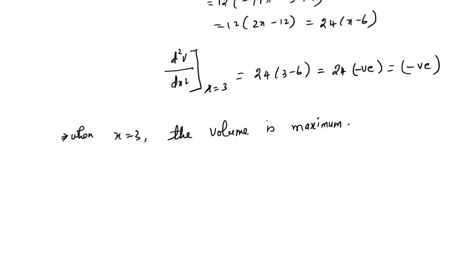Therefore, here the square side only they asked. Therefore, this implies when x is equal to 3 centimeter, with unit, the volume is maximum. Otherwise, a 3 centimeter square is to be cut off from each side of the tin sheet. Clear? Yes. Now we'll go for the third sum.